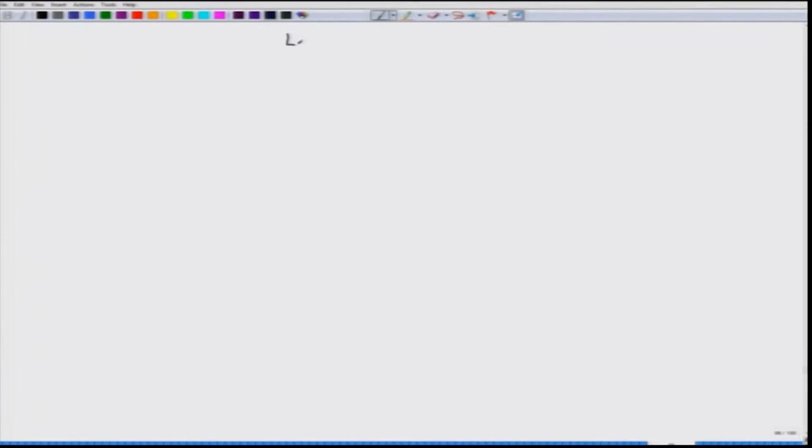Today we will have lecture 28, and we will continue our discussion on kinetics of corrosion. And in the last lecture we just started looking at the corrosion rate in terms of current flow.